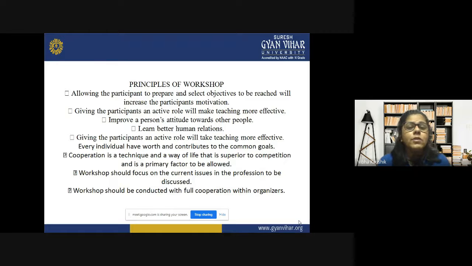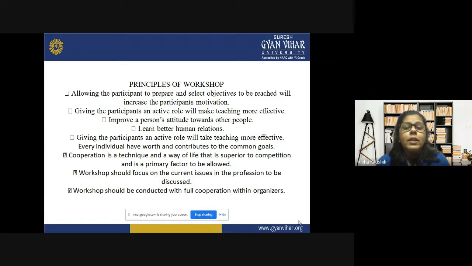Now, the second one is giving the participants an active role, meaning they are actively involved in their learning process. They are not just passive listeners, sitting and listening to what the teachers are saying. No, a workshop gives the participants the opportunity to play an active role, which will make teaching more effective. And when they are actively involved, it will make the teaching effective. It improves a person's attitude towards other people.